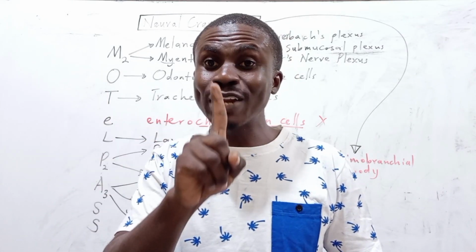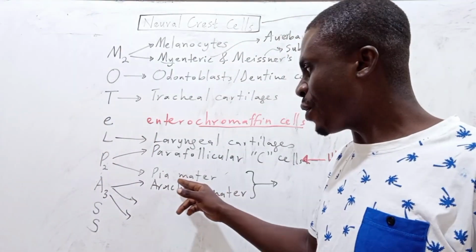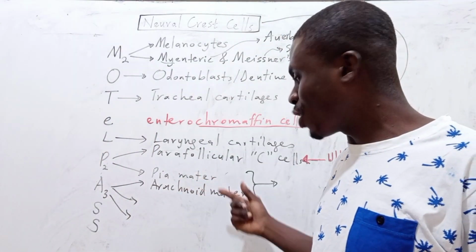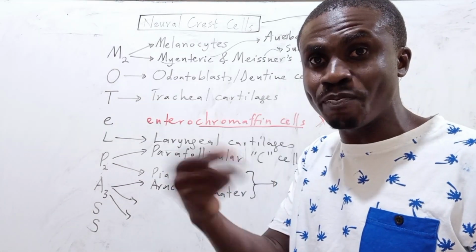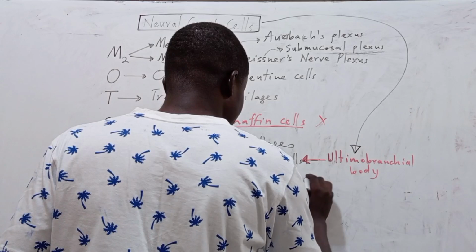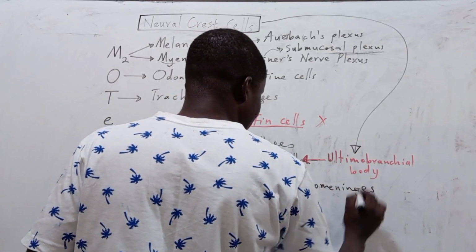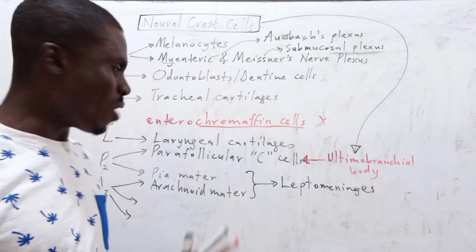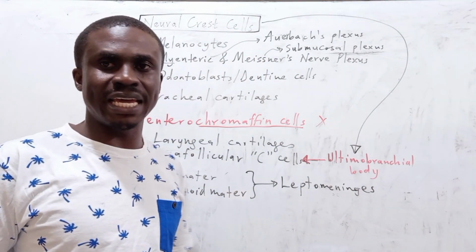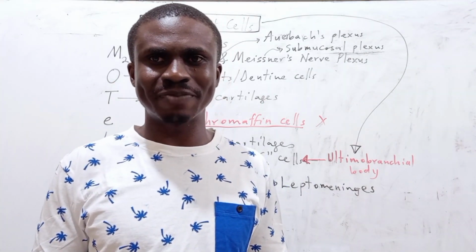Pachymeninx. That one is not coming from neural crest cells. But these ones over here, the pia mater and arachnoid mater, which are the thin meninges, which we also call leptomeninges, will arise from the neural crest cells. Yes, that's one thing I want you to know.